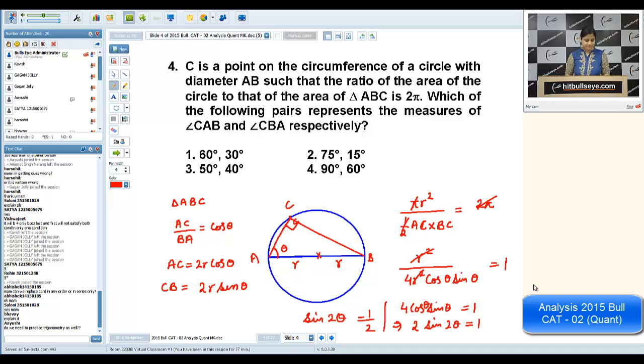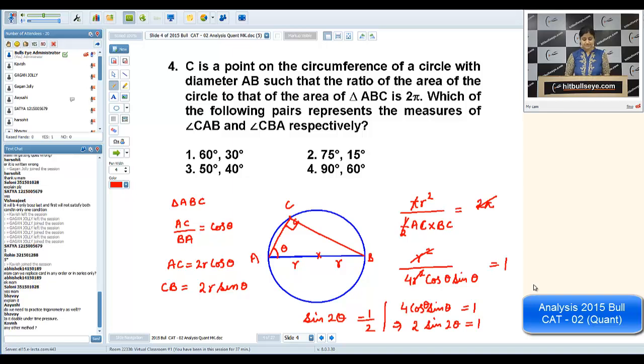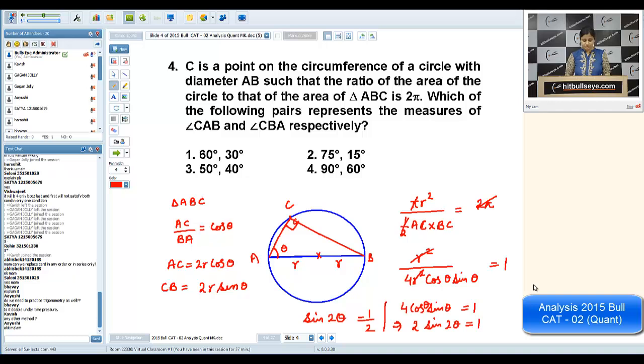Is it okay, Bhavya? Yes, of course, this is an easy method. Kavish, I don't have any method. You could go by options. That is the only thing I can do.